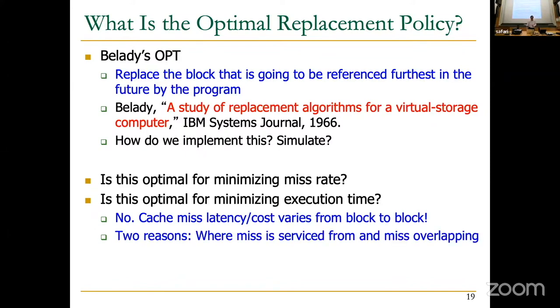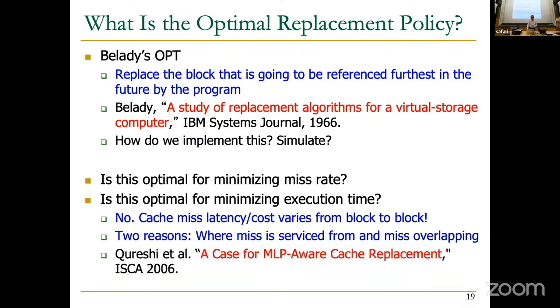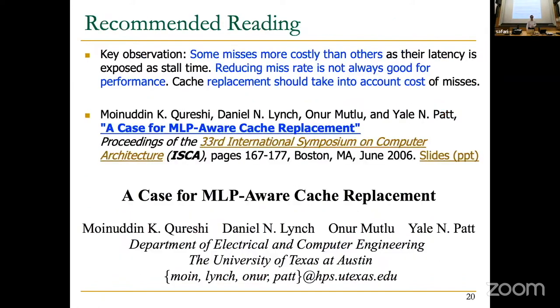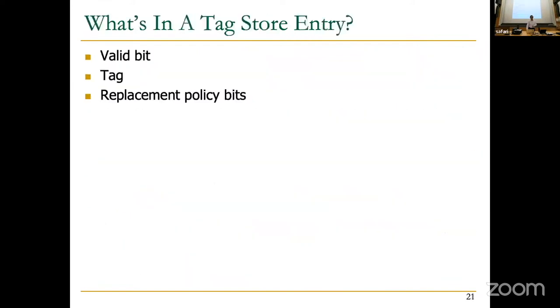So basically, one reason is where the miss is serviced from, local or remote, which cache hierarchy level. And then we're going to see an example of miss overlapping, which is an interesting thing, which is going to segue us to the next lecture as well. Then I'm going to talk about this paper because this paper actually introduced some of these ideas. So I'm going to get back to this.